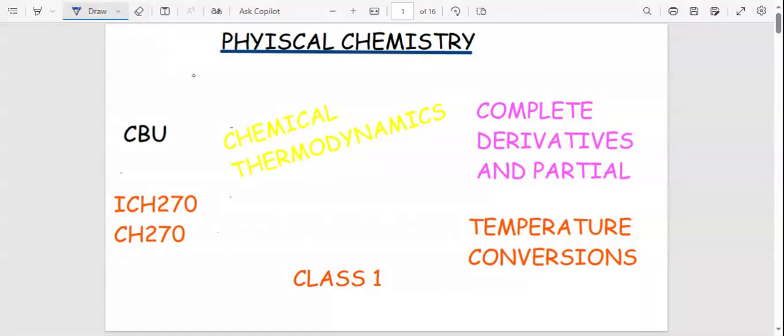So now what will happen is we'll talk about partial and complete derivatives of some formulas. All right. So that is it about this.